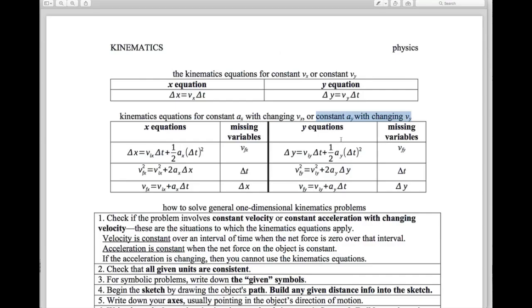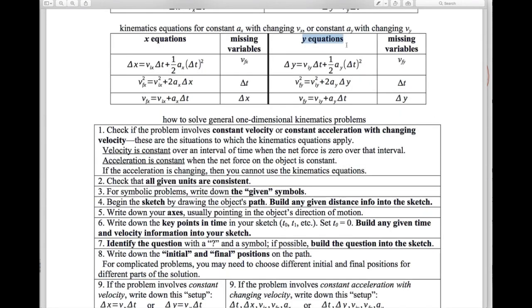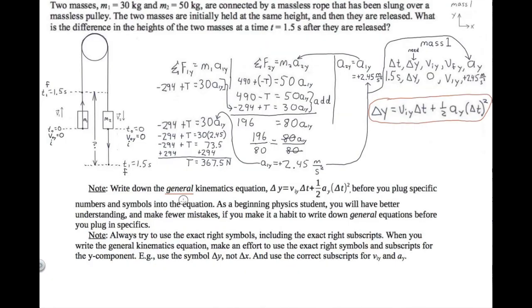Remember that for this problem we've decided that we're dealing with constant acceleration with changing velocity. So we choose from the kinematics equations for constant acceleration with changing velocity. Remember that for this problem we're applying kinematics to the y component. So we choose from the kinematics equations for the y component. We choose the kinematics equation that's missing v final y. That's this equation.